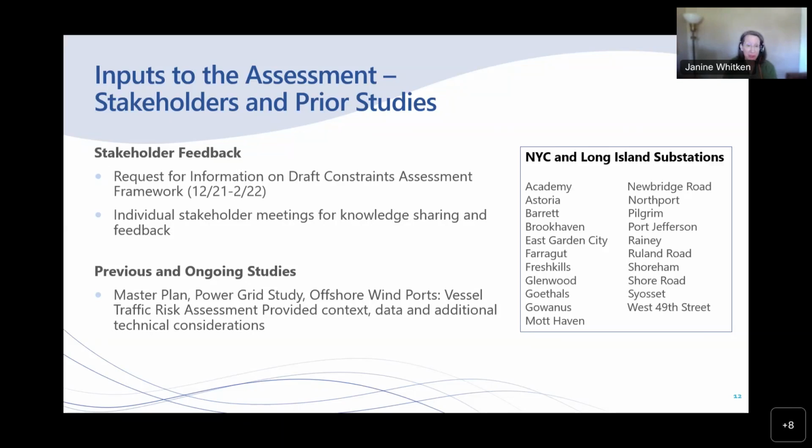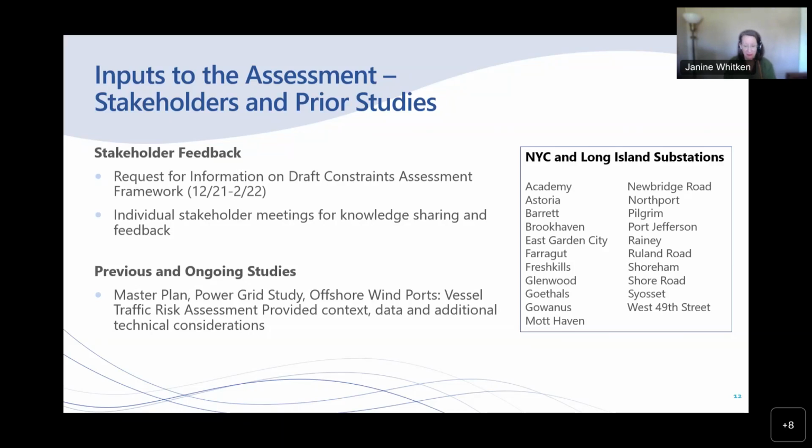The report also builds on the extensive prior work that NYSERDA has done through the master plan, as well as the power grid study. For example, the power grid study was the source of the substations that we analyzed for particular paths in our report. And in addition, NYSERDA is sponsoring a vessel traffic risk assessment, which provides us some context on projections for future vessel traffic because it could be a constraint to construction of cables.